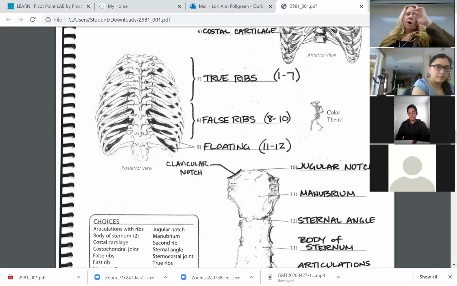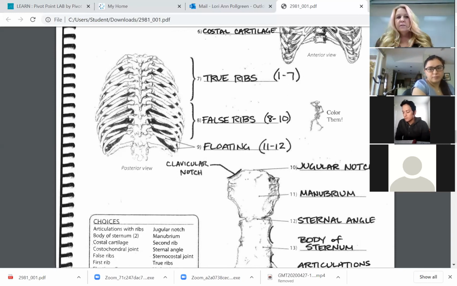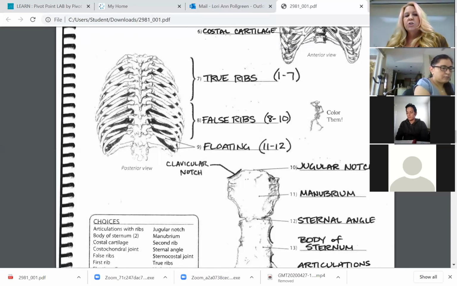Number 7 are the true ribs, 1 through 7. 8 are the false ribs, 8 through 10. Sometimes you'll see people label the false ribs as 8 through 12. For our purpose of the test in our textbook, we're saying the false ribs are 8 through 10. The floating ribs, the ones that don't attach, are numbers 11 through 12. Ribs 11 and 12.